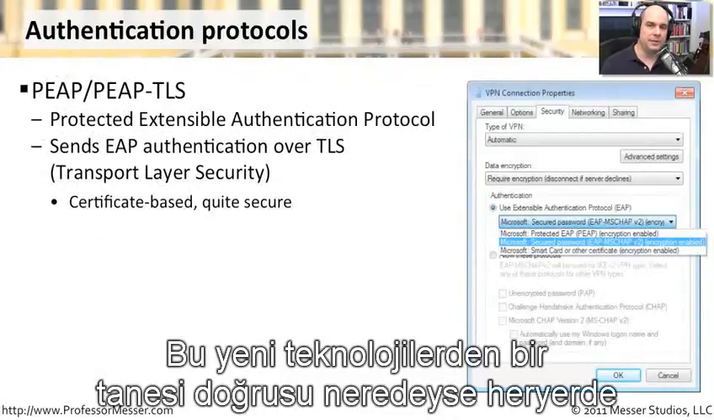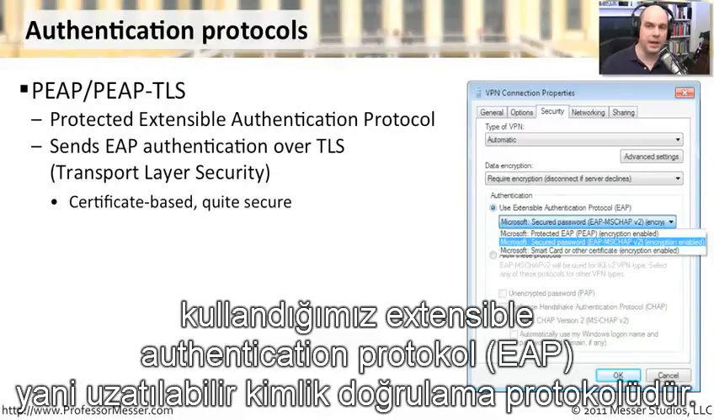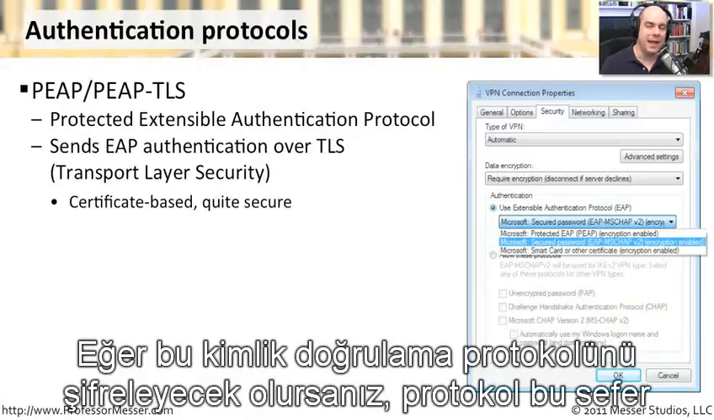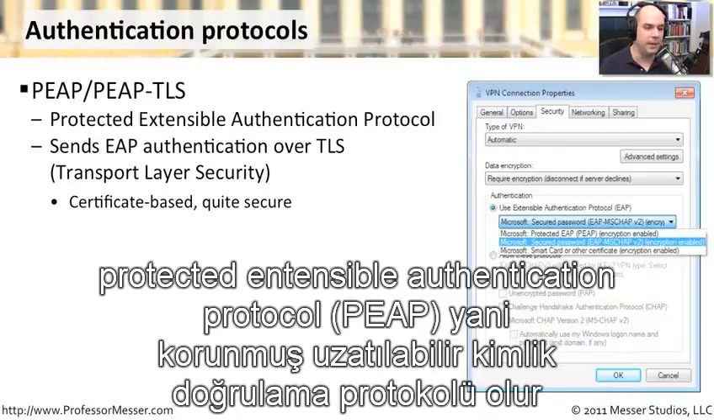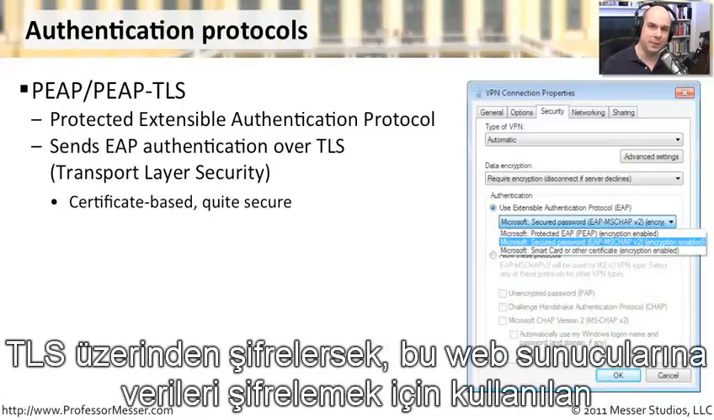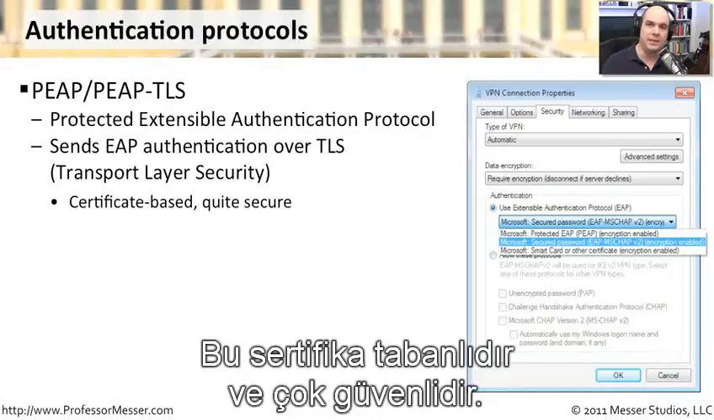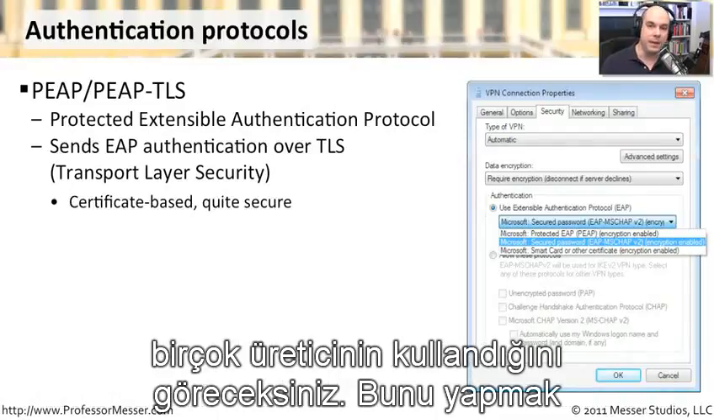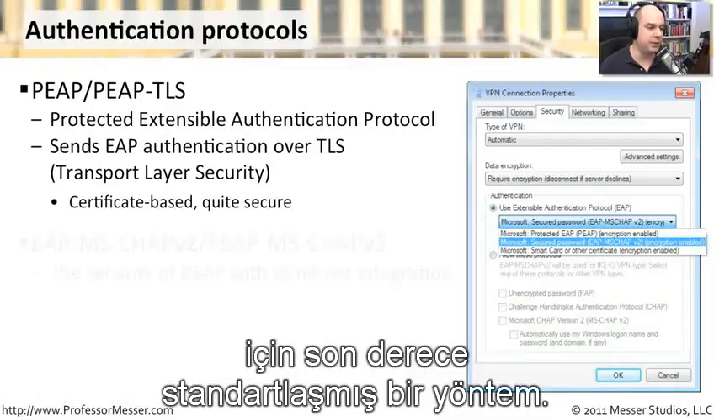One of those new types of technologies, in fact, one that's used almost everywhere, is something called Extensible Authentication Protocol. You'll see that abbreviated as EAP. And if you encrypt that authentication protocol, it becomes a protected extensible authentication protocol, or PEAP. It's encrypting that EAP authentication over TLS, so very similar to the protocols that are used to encrypt data to a web server. It's certificate based, it's very secure, and you'll see that not just Microsoft products take advantage of EAP or PEAP on top of that, but many manufacturers do. It's a very standard way to do things.